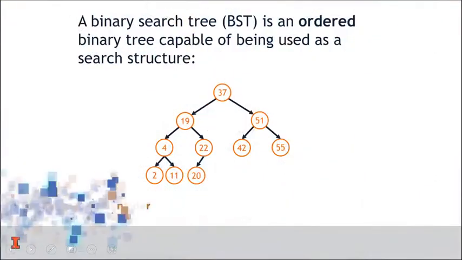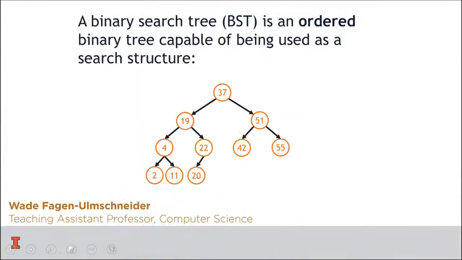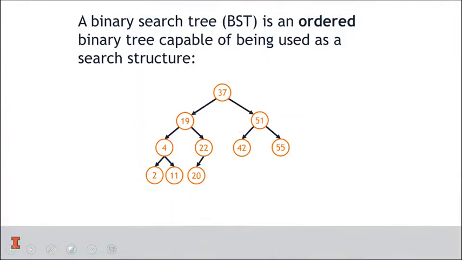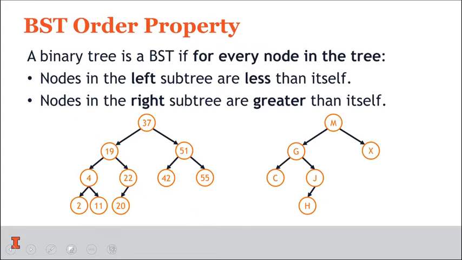A binary search tree is an ordered binary tree, capable of being used as a search structure. Let's see how this works. An ordered binary tree, or a binary search tree, is a binary search tree if and only if, for every single node, all of the nodes to the left side of a node are going to be less than any given root node, and all of the nodes to the right side of any given node are going to be greater than that node. What that means is we have the ability to recursively apply this definition.